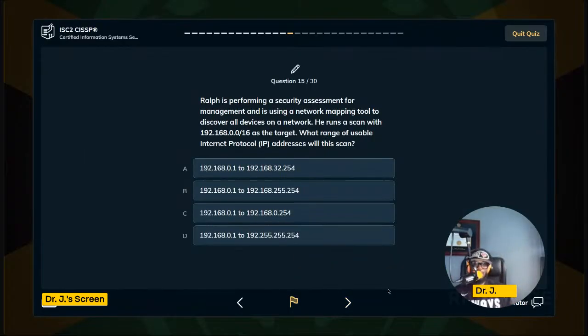All right, Ralph is performing a security assessment for management and is using a network mapping tool to discover all devices on a network. He runs a scan with 192.168.0.0/16 as the target. What range of usable Internet Protocol addresses will this scan?